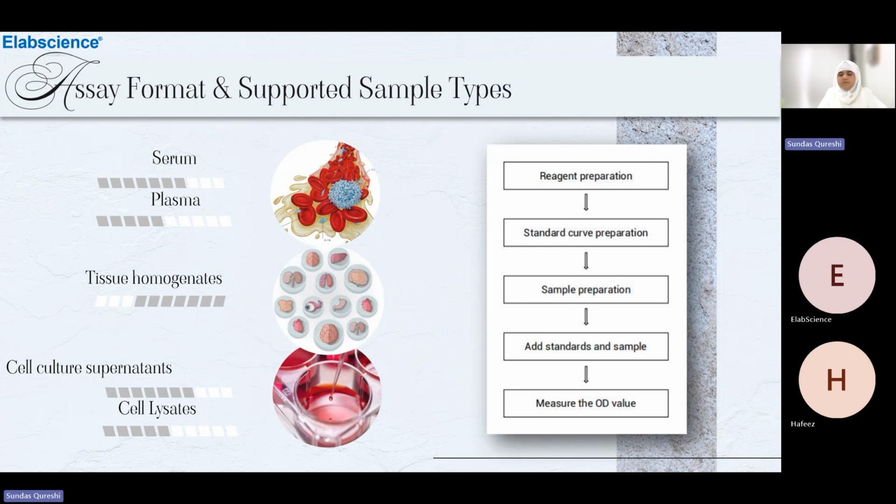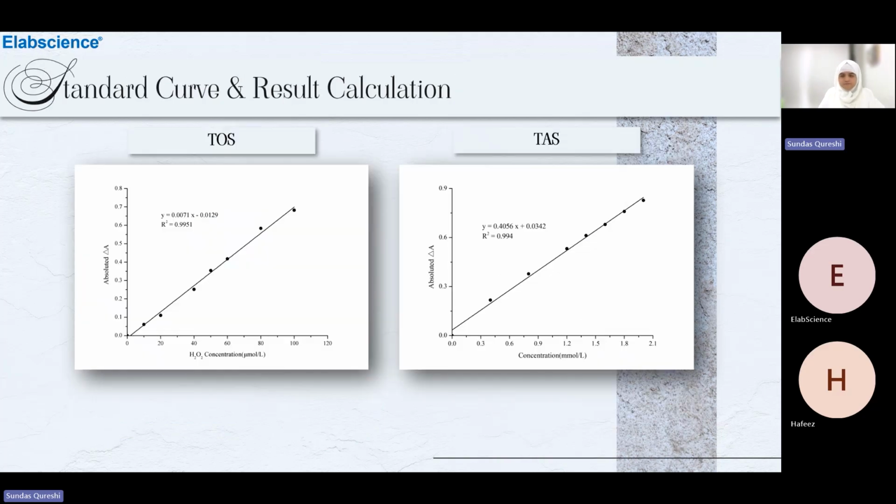Supported sample types might include serum, plasma, cell culture supernatant, and tissue homogenates, which allow application across a wide range of biological systems. The general workflow is very easy. It typically involves preparing the reagents, generating the standard curve, preparing your samples, adding the standards and samples to the plate, and finally measuring the optical density in your microplate reader. If you follow these steps, it will ensure accurate and reproducible results.